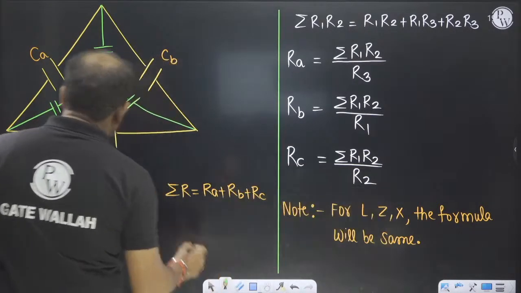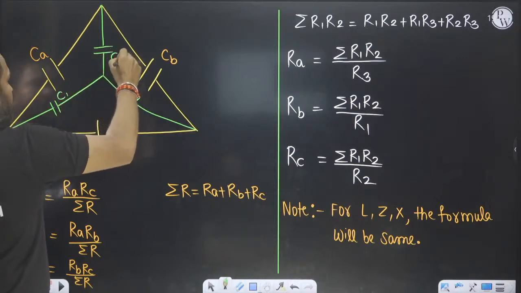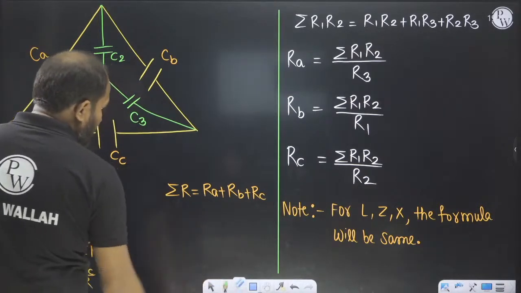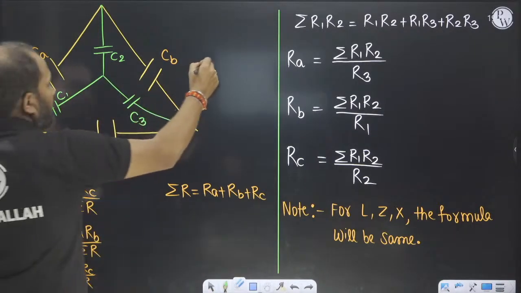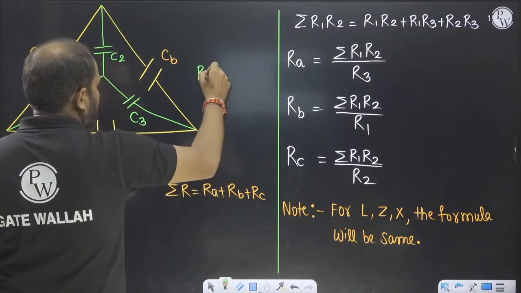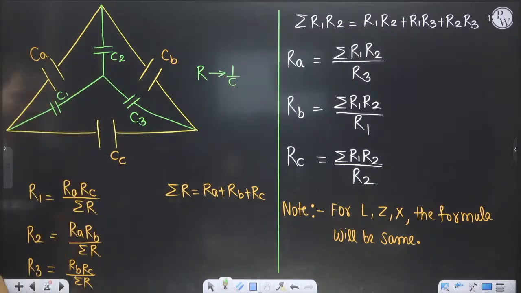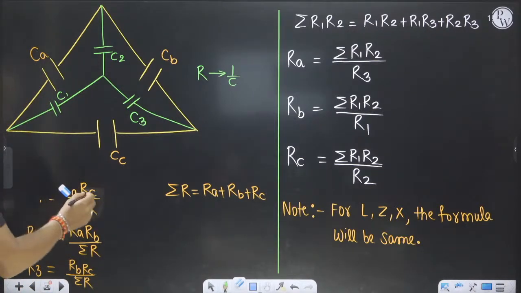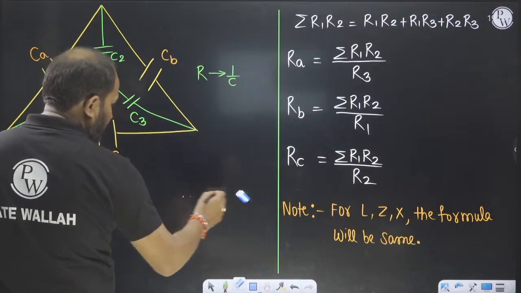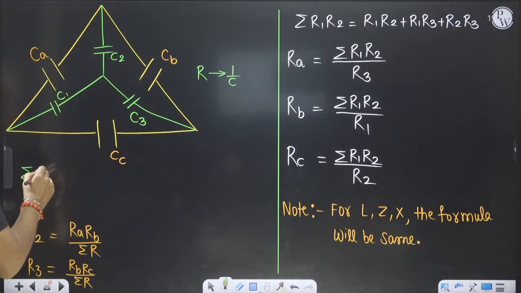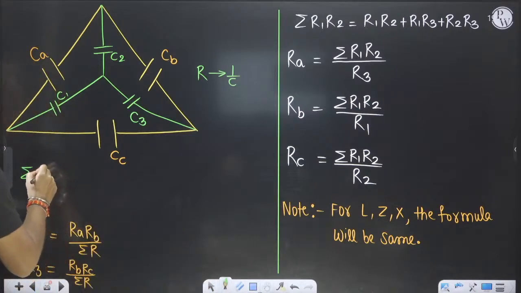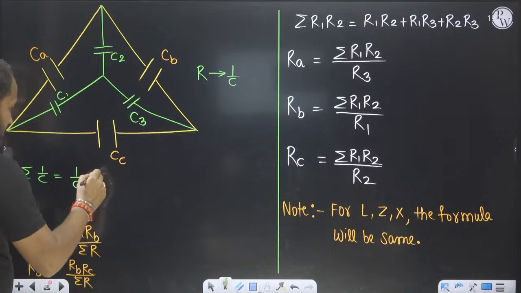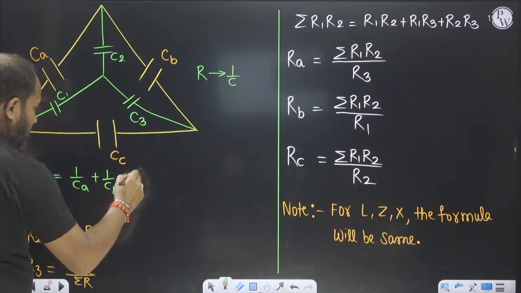Next is R1, R2, R3, C1, C2 and C3. R will be replaced by 1 by C. Remember, R is replaced by 1 by C. So in place of C1, 1 by C1, 1 by Ca, 1 by Cc. And summation of R, so summation of C is summation of 1 by C, which is equal to 1 by Ca, 1 by Cb and 1 by Cc.